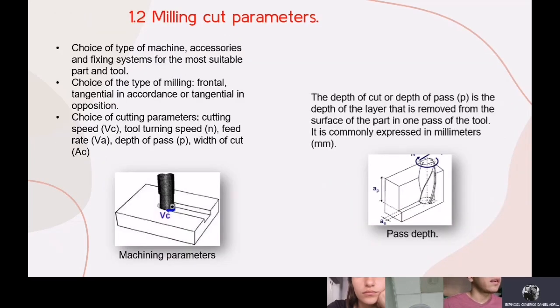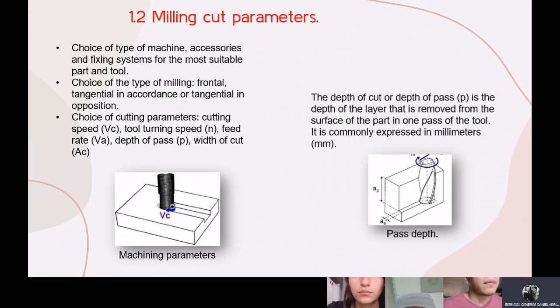Milling cut parameters. Choice of the type of machine, accessories, and fixing system most suitable for the part and tool. Choice of the type of milling, frontal or tangential, in concordance or in opposition. Choice of cutting parameters: cutting speed, Vc; tool rotation speed and feed rate, Va; depth of the pass, P; width of the cut, Ac.